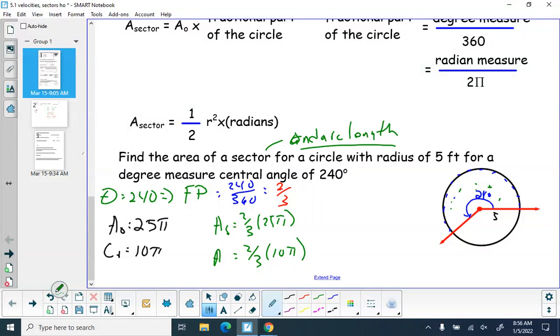And once again, if you want to leave it in terms of pi, that is fine. Just make sure your fractions are reduced. So we have 50 pi over 3 here, and the arc length would be 20 pi over 3.